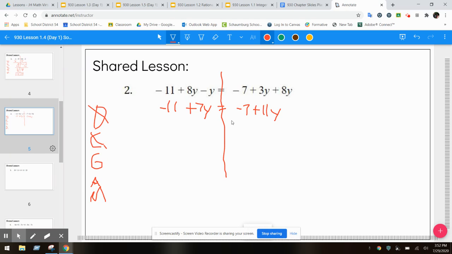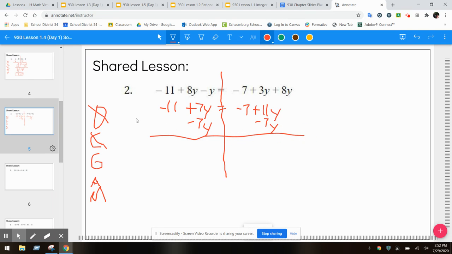Now I have to get the variable on one side. If you remember from the previous slide, I want to pick on the little guy. Which one is the smaller amount of variables, 7y or 11y? Obviously the 7y is, so I'm going to subtract 7y from both sides. Again, I'm just keeping this nice and organized. I'm doing whatever I'm doing on one side to the other side.